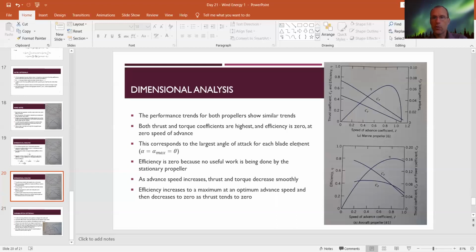So these performance curves, both marine and aerial applications, show similar trends. Thrust and torque coefficients are highest, and efficiency is 0 at 0 speed of advance, so at very low speeds is when I have the highest values for torque, force, and power. That's where they're all the highest. Efficiency is obviously 0 at 0 because you're not getting any useful power out of this. You're not going anywhere.